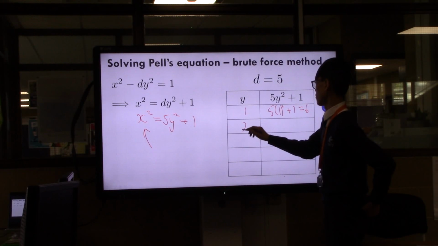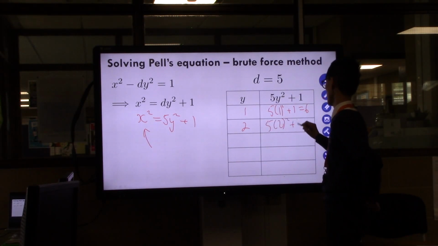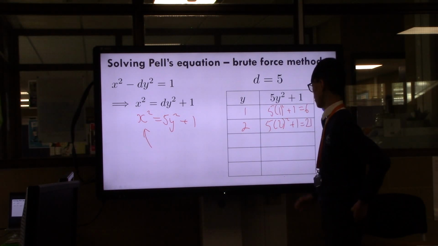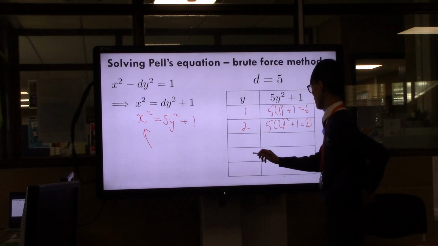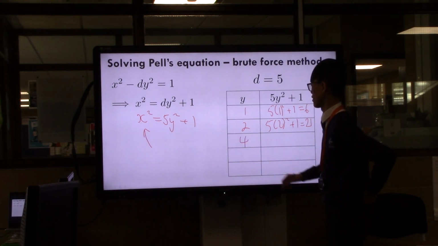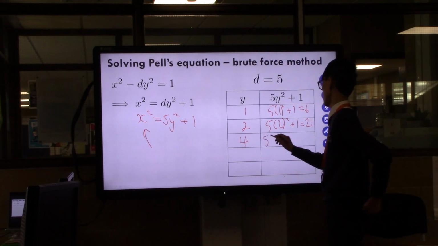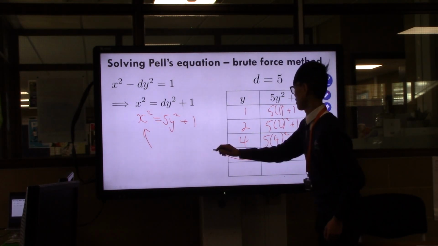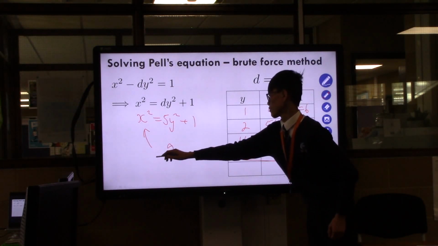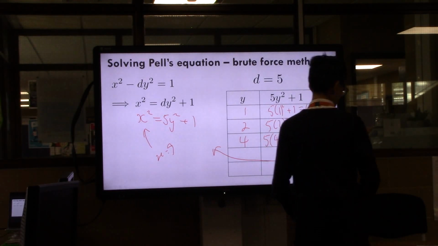Then trying y equals 2, you get 5 times 2 squared plus 1, which is equal to 21, which is again not a square number. And if I remember correctly, y equals 4 will give us the right answer. Yes, because 5 times 4 squared plus 1 is equal to 81, and that means that x will be 9. That is our first pair of solutions that we can get using the brute force method.